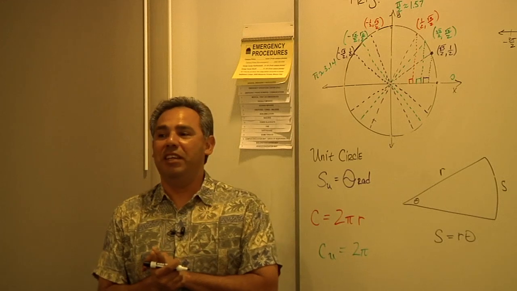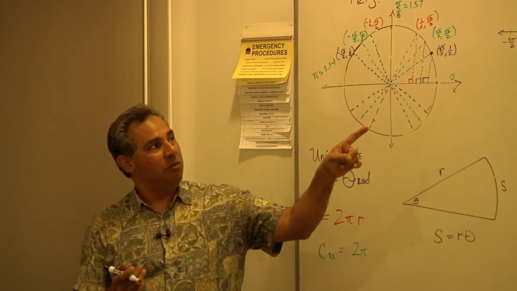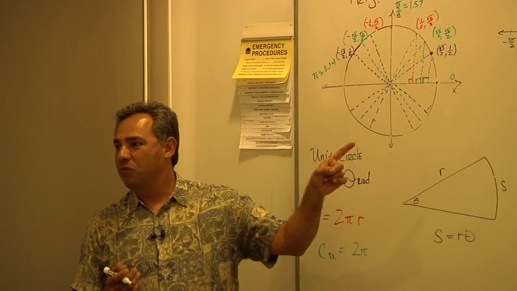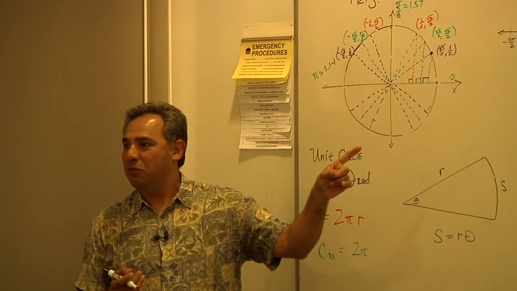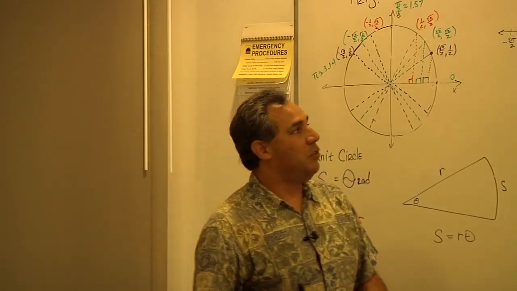So let's talk about the inverse cosine function. We know that's an even function. Is it 1-to-1? It's not 1-to-1, right? Fails the horizontal line test. How do I make that function 1-to-1?